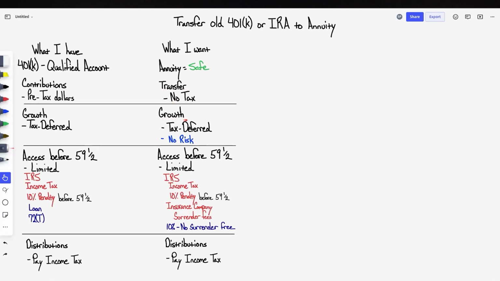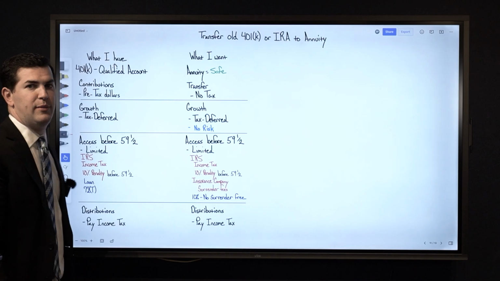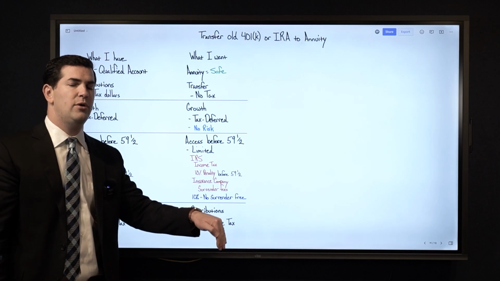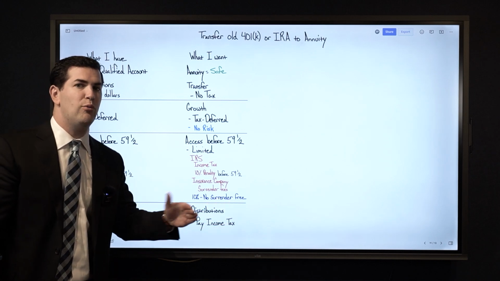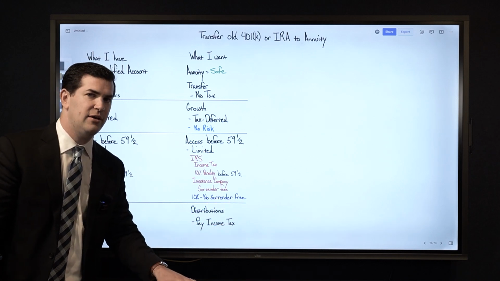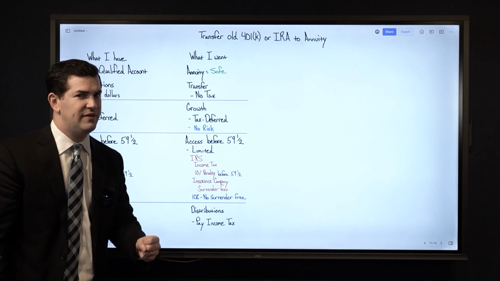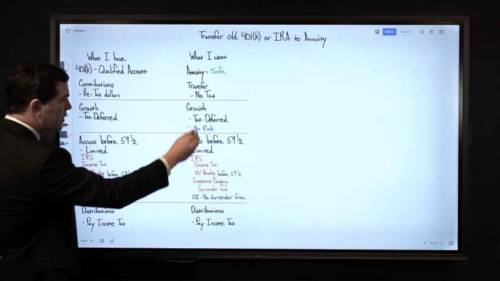Now, the growth on an annuity is similar to that of a 401k, where it's tax deferred. The thing is with an annuity, if it's a fixed annuity, there's no risk. And I should clarify, no market risk here. Meaning if the market goes down, often with fixed annuities, I won't see my value go down with it. So I'm protected from loss. That's a big point of attraction.